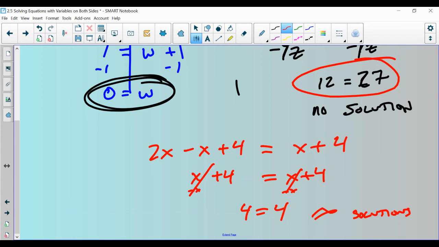So this has been solving equations with variables on both sides, and it also introduced infinite solutions and no solutions. Let me know if you guys have any questions.